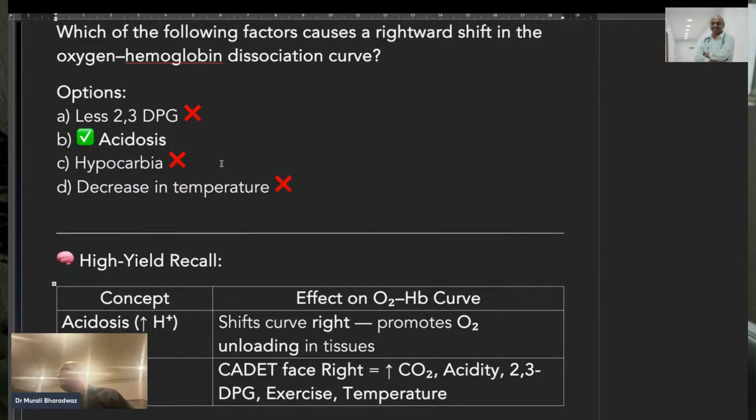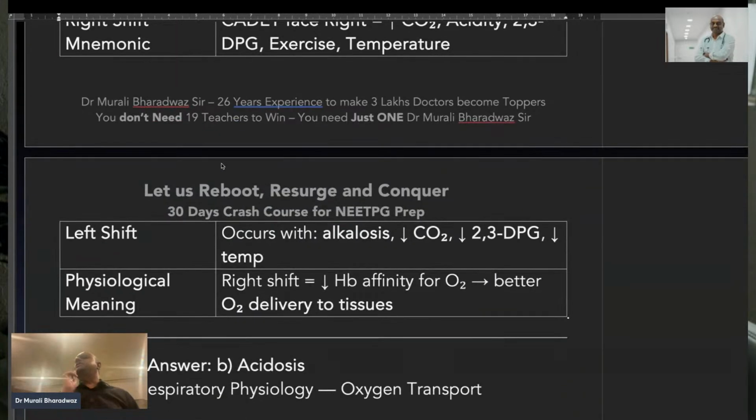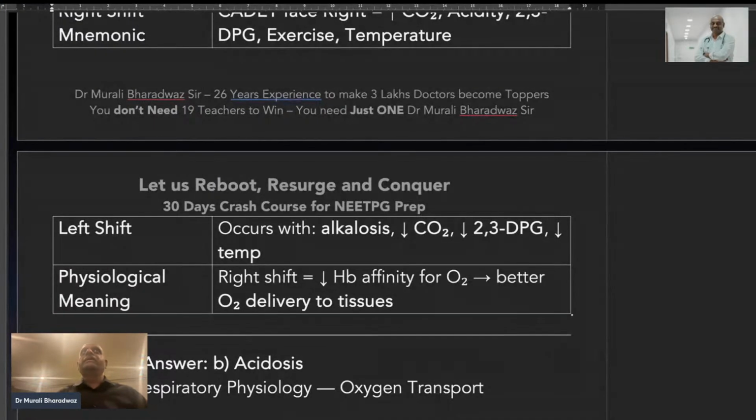Similarly, hypocarbia. Hypercarbia means high CO2, low oxygen state. Hypocarbia means low CO2, high oxygen. If there is already high oxygen, it need not unload the oxygen. That's the reason it shifts to the left. Remember that. One question on the oxygen dissociation curve is reserved in FMGE, doctor. It is the same situation even for NEET PG, no different.